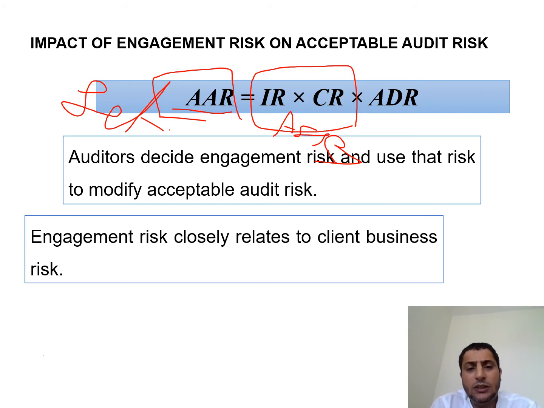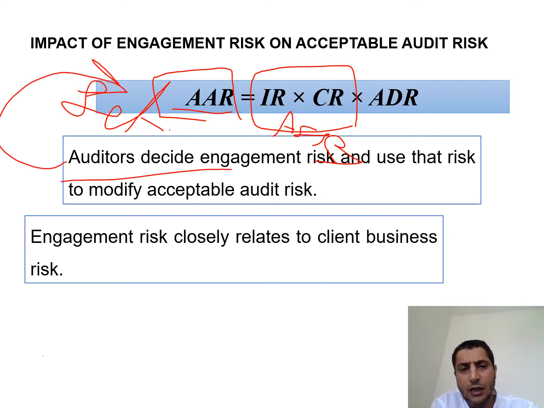So the auditor will decide the engagement risk in the early stage of the audit, or the early stage of the relationship with the client, and that risk will be used to modify the acceptable audit risk. So the engagement risk comes first, and it will be one of the inputs used to set the acceptable audit risk.